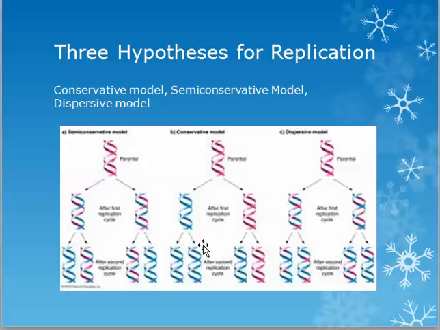The semi-conservative model stated that in each double helix there would be one new strand and one old strand. The dispersive model said that each molecule was made of a mixture of both the new and old strands.